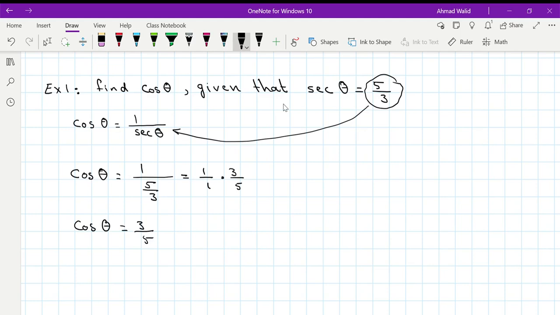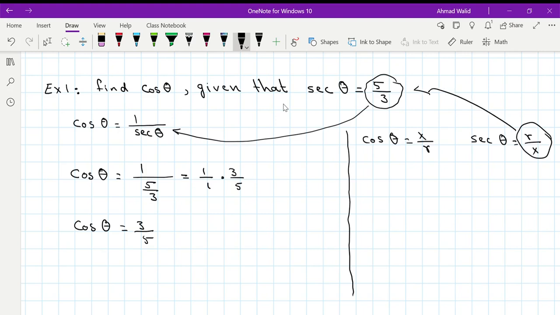The other way, using 1.3, we know that cosine theta equals x over r, correct? And secant theta equals r over x, correct? R over x is given to you, correct? If you flip it, then you can easily write cosine theta equals 3 over 5. The same answer that you see on the left side.